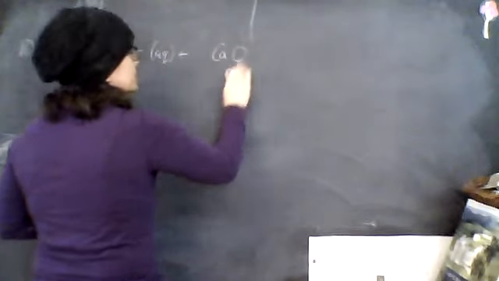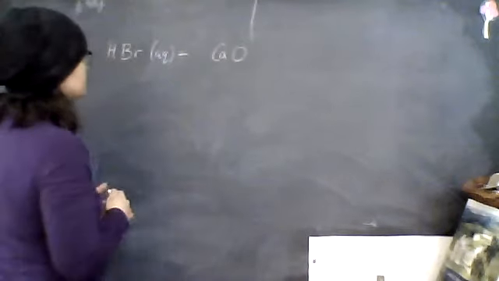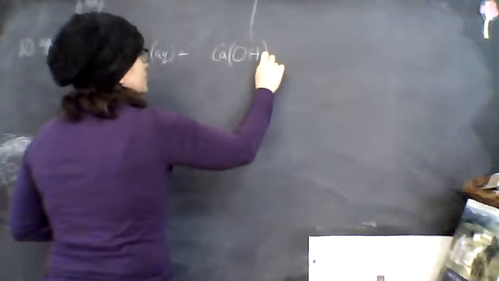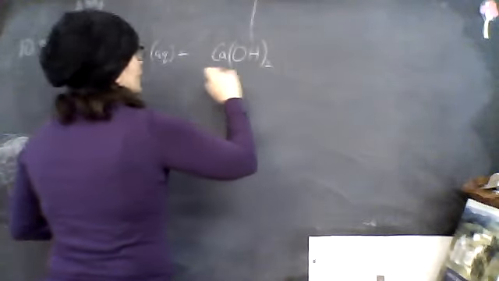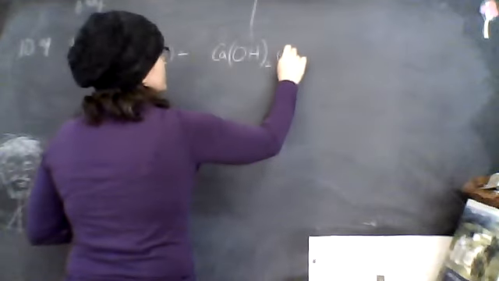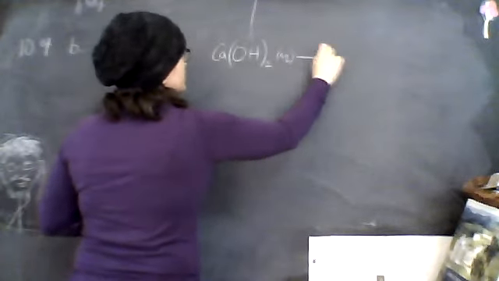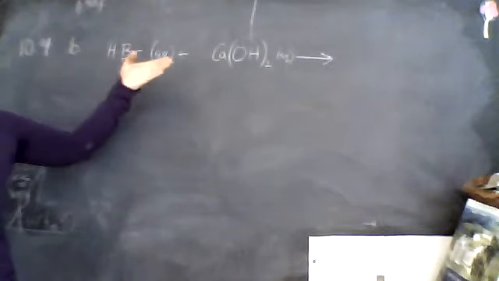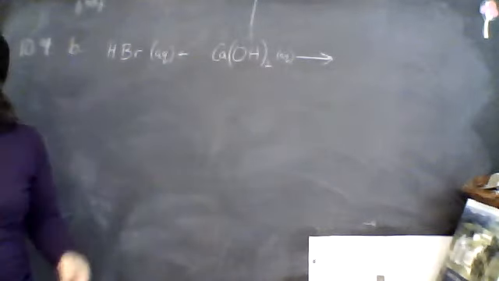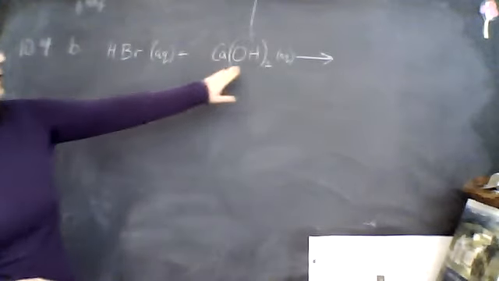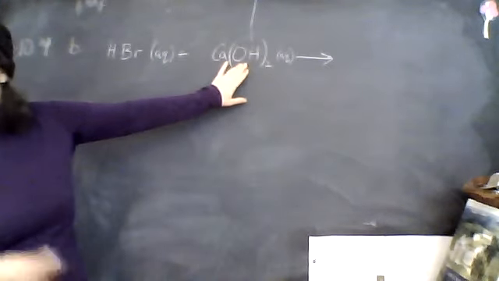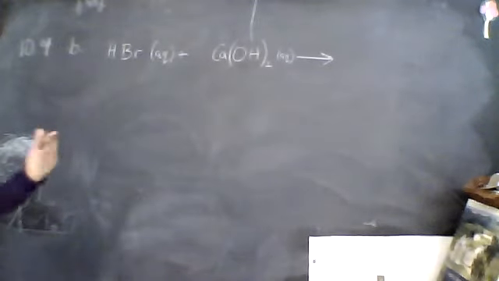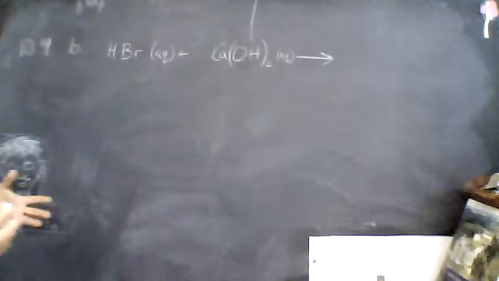What was it? HBr and Ca(OH)2. Good. Okay, so again we have a case of acid plus base yields salt plus water. Here again we have the helpful marker of the hydroxide marking our base. So we've got the acid, we've got the base. Let's break up our ionic compound.